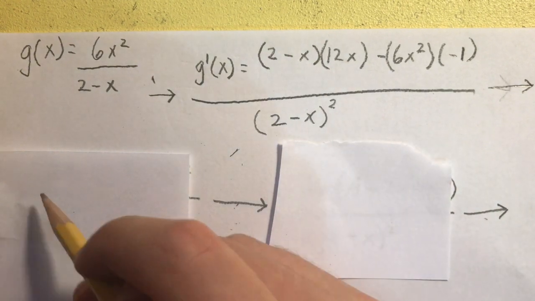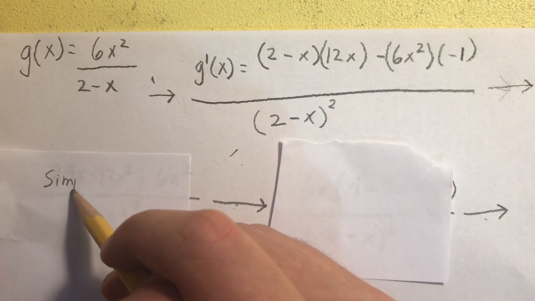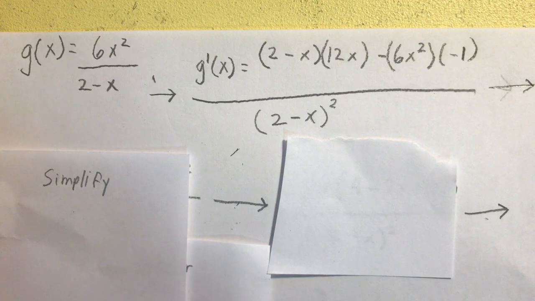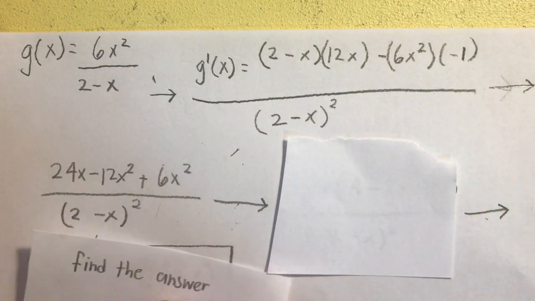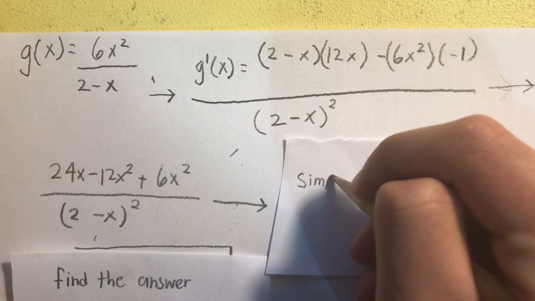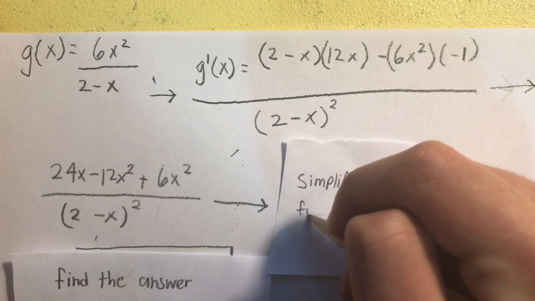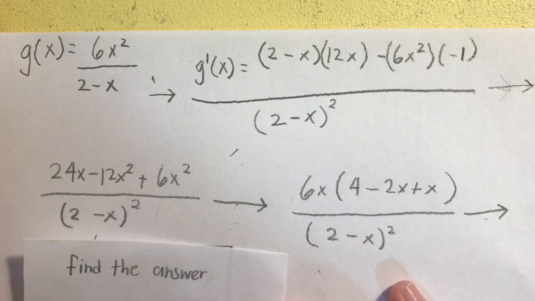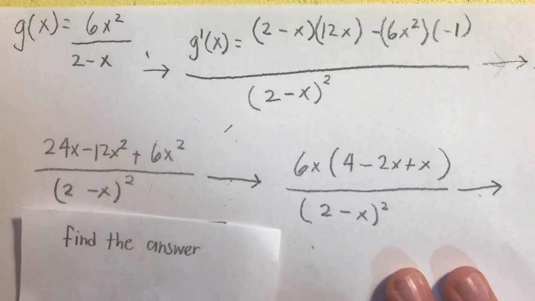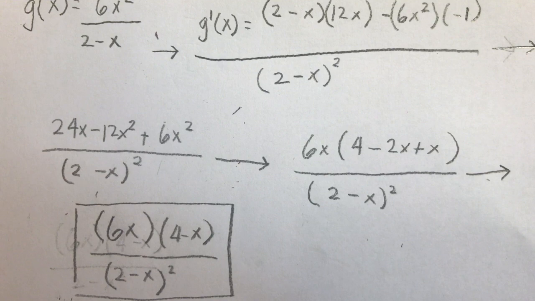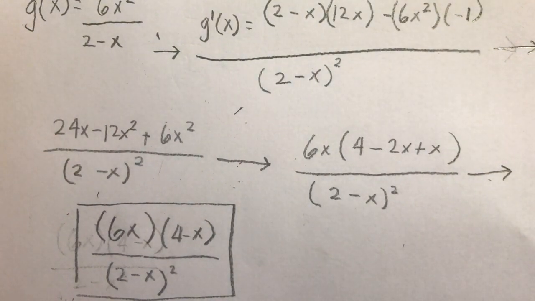So we finished the calculus portion of this problem, but oftentimes the algebra is the most difficult part. We would multiply and subtract everything together in the numerator and end up with this equation. Still, we're not done though. We can take out a 6x, and by simplifying further, we're left with this. Now we can simplify what is in the parentheses, and there we go. We're left with our final answer, 6x times 4 minus x over 2 minus x squared.